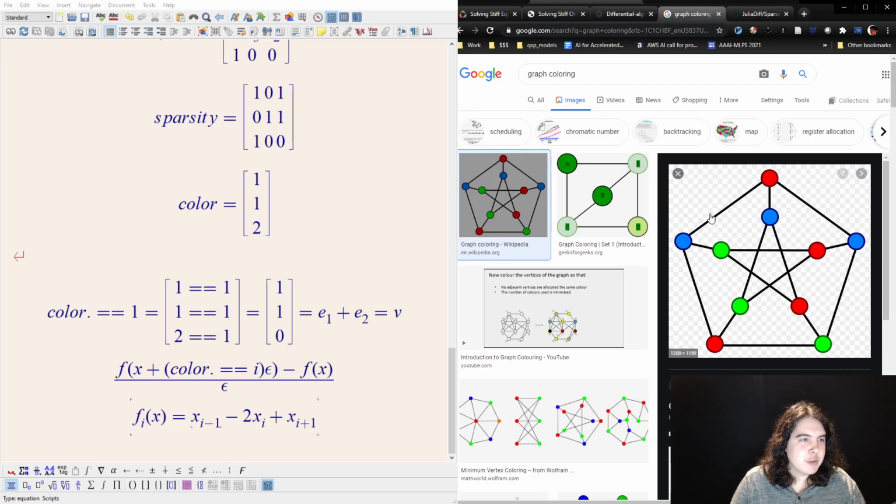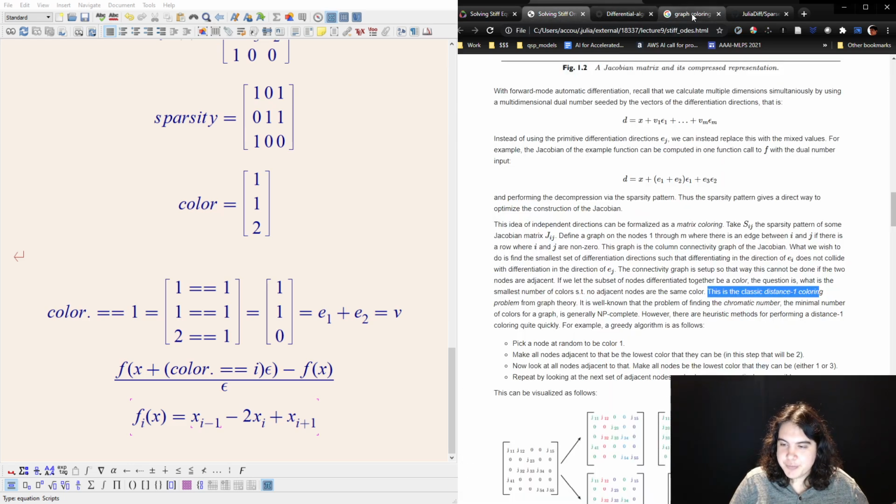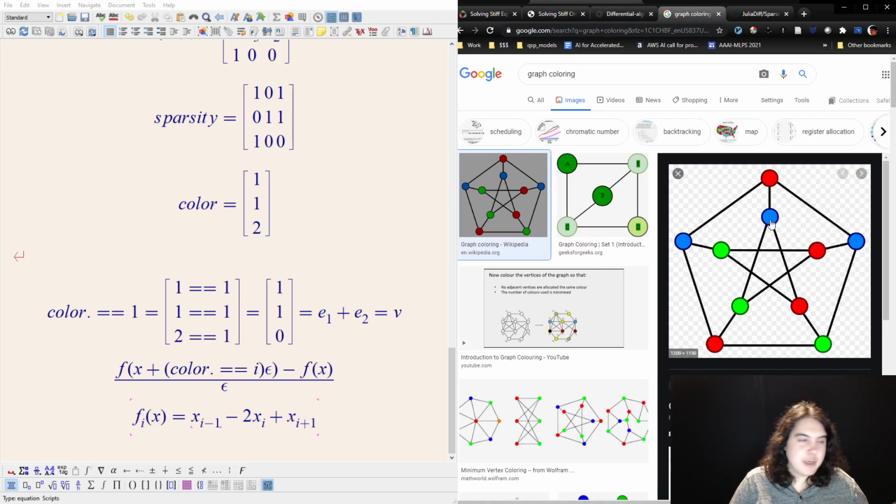So what you do is you move your mouse around and you pick a node at random, right? We pick this node at random and we give it a color. And now anything that's connected to it, make it the lowest color that it could be, right? So here this is color 1. This is connected to color 1, so it can't be color 1, so let's make it color 2. This one is connected to color 1, so it can't be color 1, but it's not connected to the one that we already made color 2, so let's make it a 2.